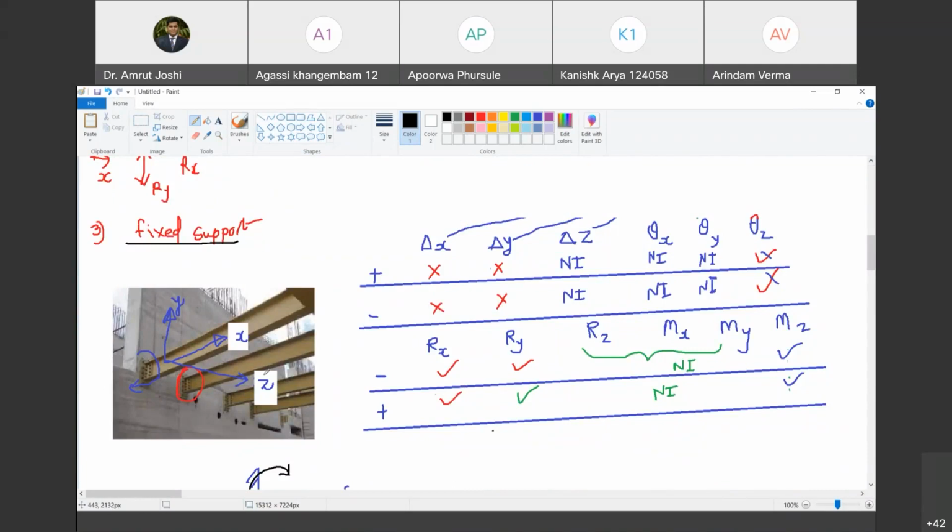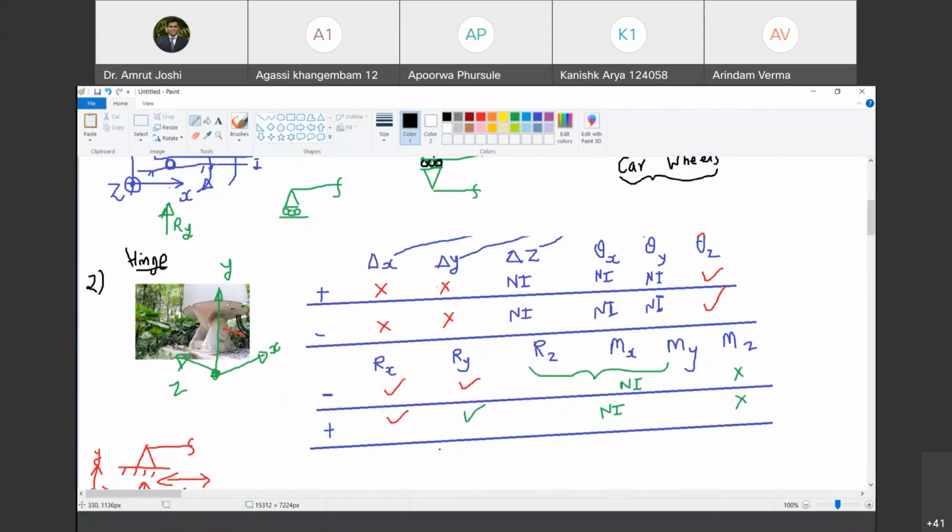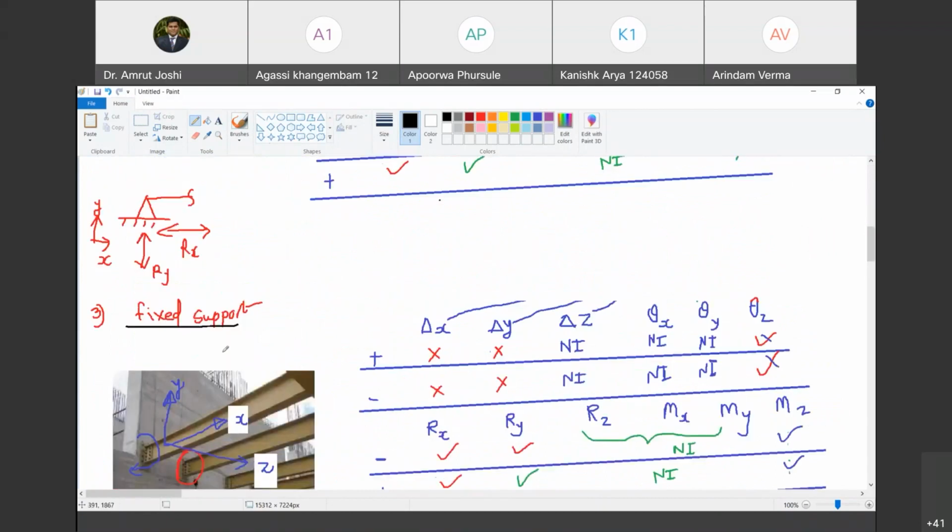Okay. So I think we are done with the discussion on supports. What is the take home message of all this? The take home message is only this. Roller support can offer only one force reaction. Are you with me? Hinge support can offer two orthogonal force reactions, no moment reaction. And fixed support can offer two orthogonal force reactions and a moment reaction. Are you with me?